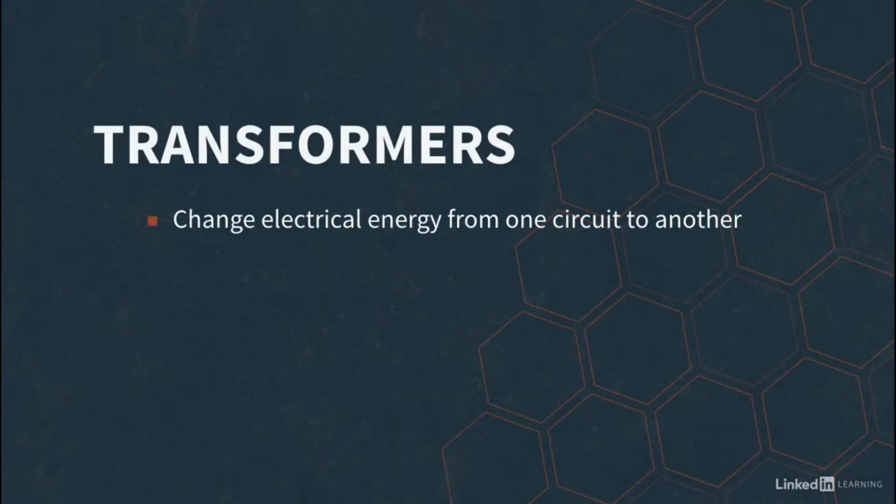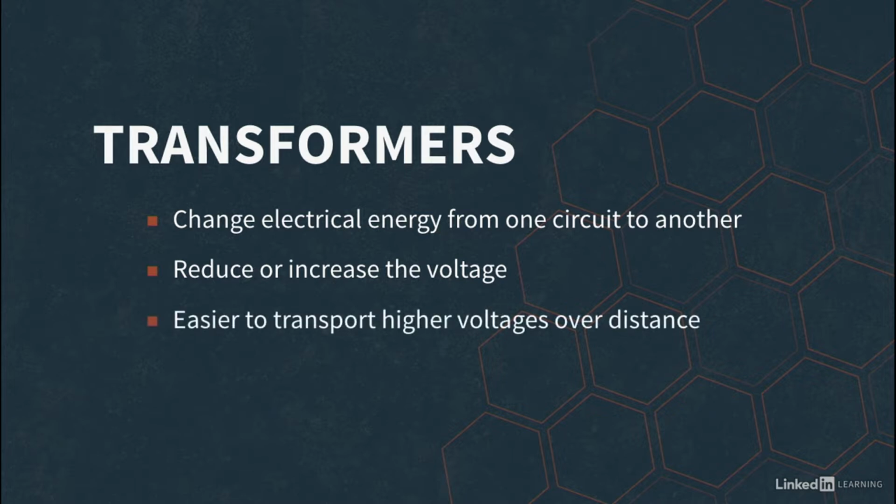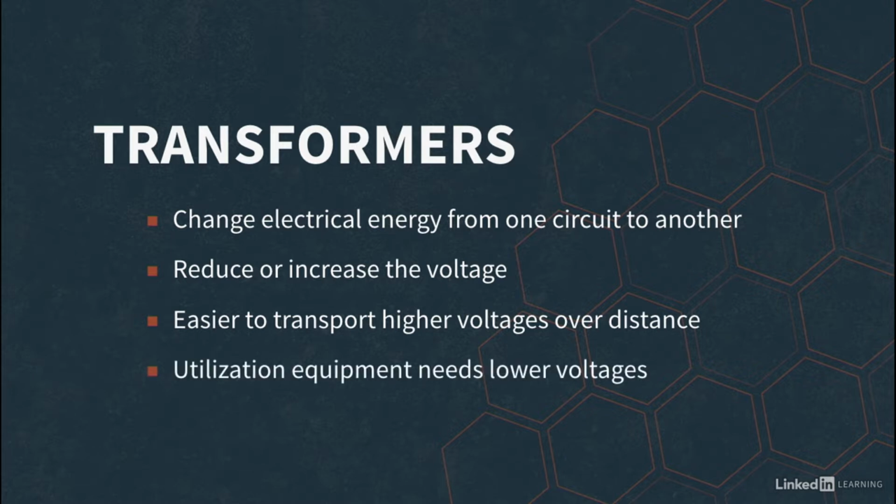A transformer is a piece of equipment that changes the characteristics of electrical energy from one electric circuit to another using electrical induction or magnetism. The change is usually a reduction or increase in voltage, also known as step up or step down. You see, it is easier to transport a higher voltage of electricity longer distances than it is lower voltages. However, once the electricity is close to the equipment that's going to use it, sometimes referred to as the utilization equipment, it's safer and more effective to be a lower voltage.